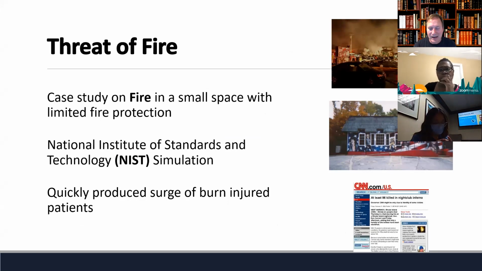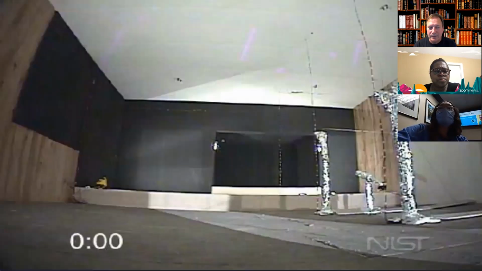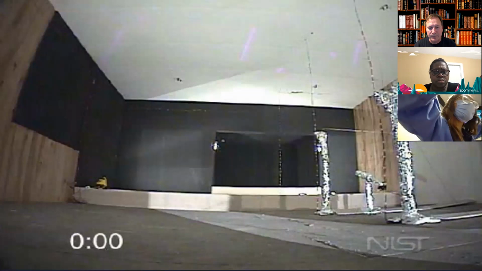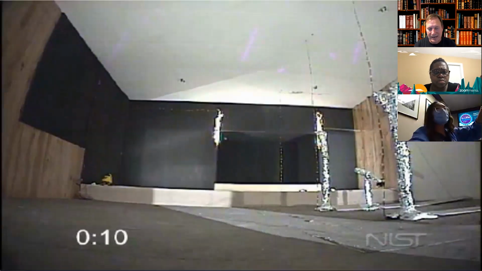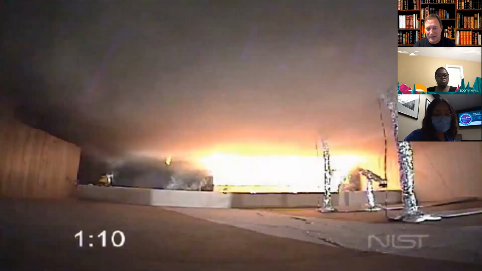This is the Station nightclub fire in Rhode Island, so you had a dance floor here. You had roughly about 350 people that were attending. The band was on the stage here, and so they recreated the fire to try and understand how quickly it became a disaster. And so this is at 0 seconds. They ignite the fire. 10 seconds, 20 seconds, 30 seconds, 40 seconds, 50 seconds, 60 seconds, 70 seconds.